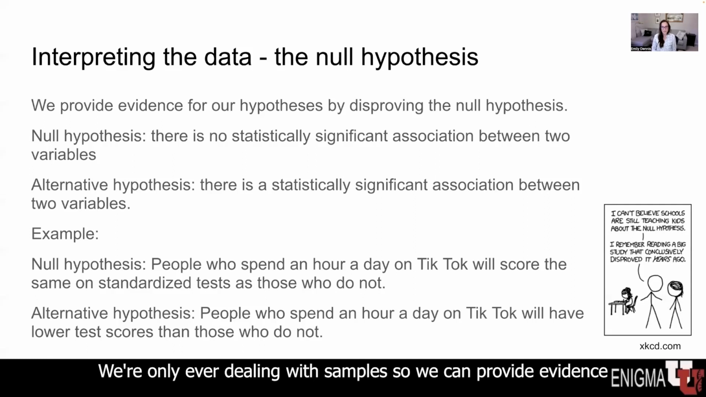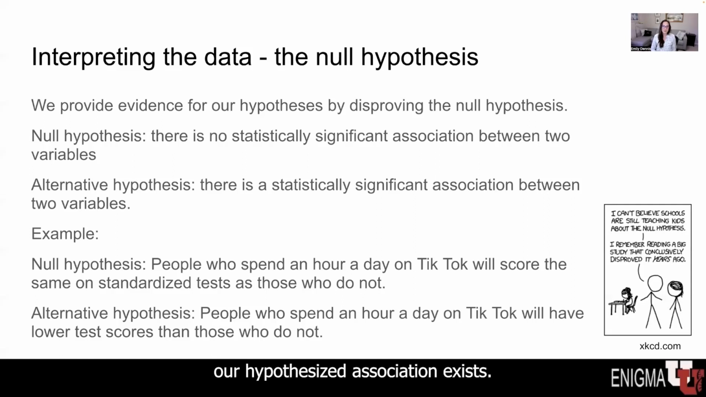We're only ever dealing with samples, so we can provide evidence to support our hypotheses, but we can never prove that our hypothesized association exists. We can disprove the lack of association, though. And if this is a bit confusing, don't worry, we'll go into a lot more detail on it. Just to orient you to our thought pattern, what we prove and what we disprove, and how we go about setting up our statistical analyses.